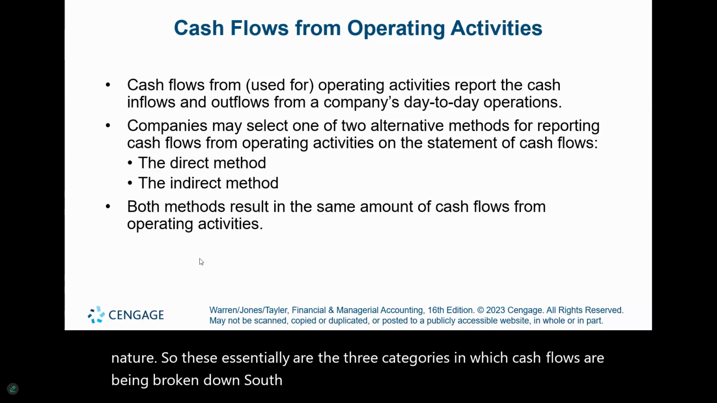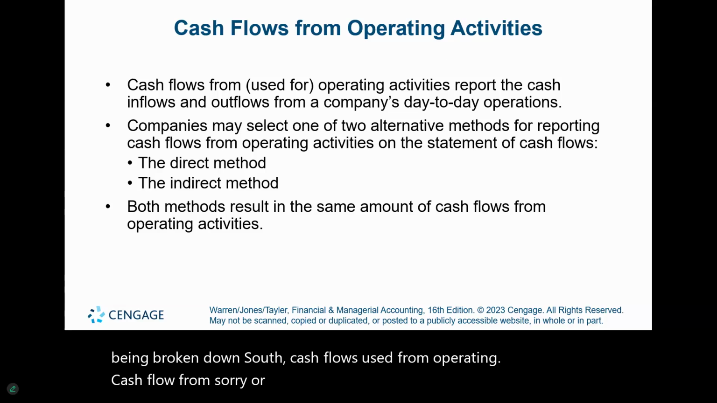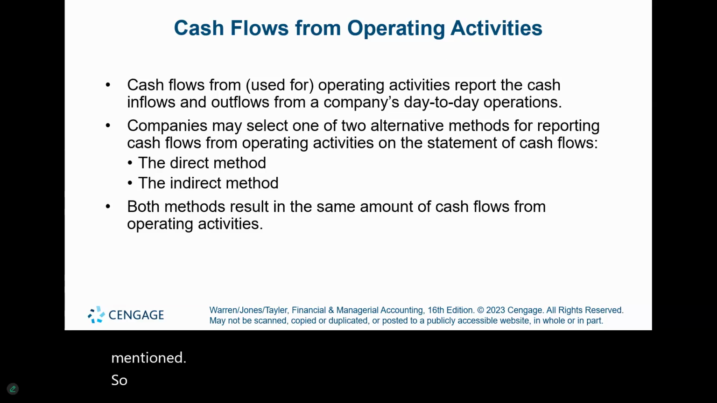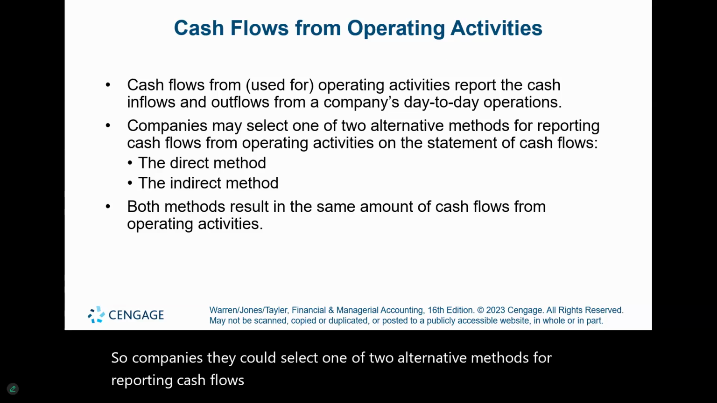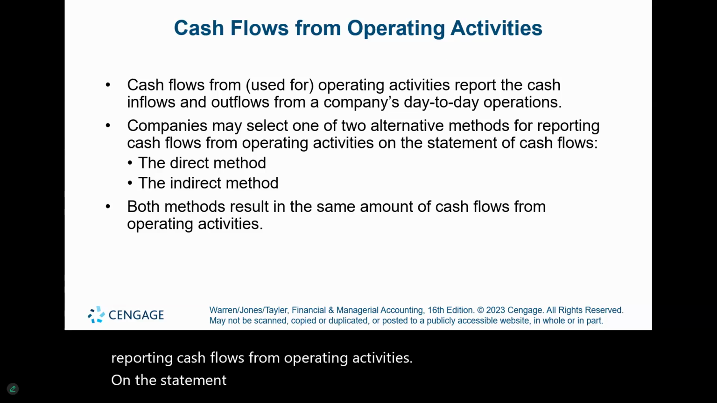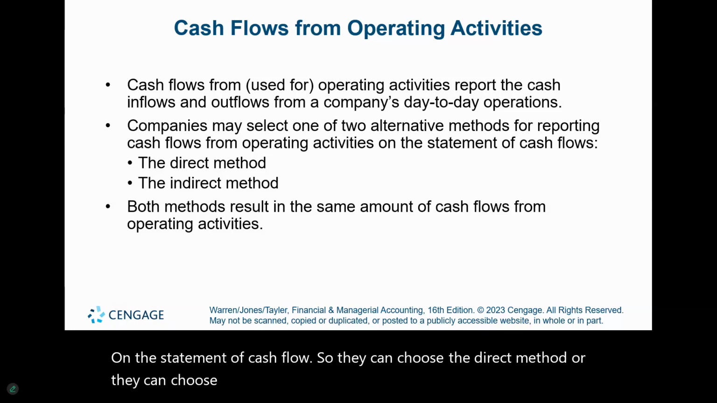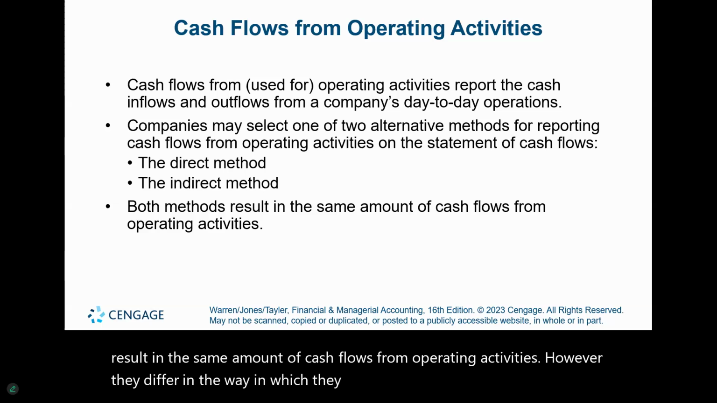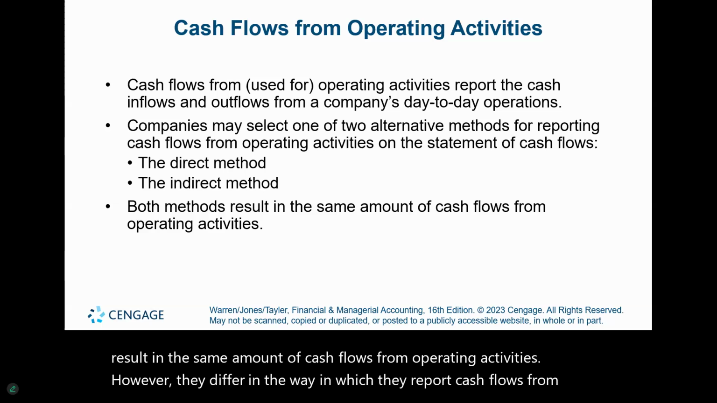So cash flows from, or used for, operating activities. These report the cash inflows and outflows from a company's day-to-day operations, as mentioned. So companies, they could select one of 2 alternative methods for reporting cash flows from operating activities on the statement of cash flow. So they can choose the direct method, or they can choose the indirect method. So keep in mind, both methods result in the same amount of cash flows from operating activities. However, they differ in the way in which they report cash flows from the operating activities.